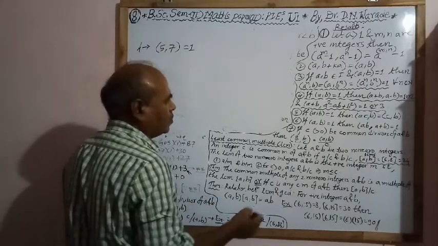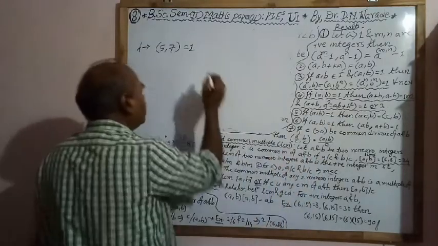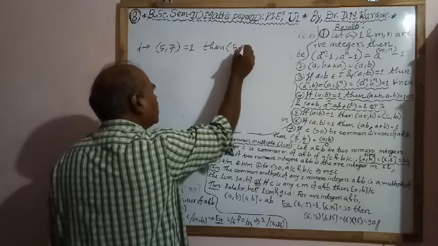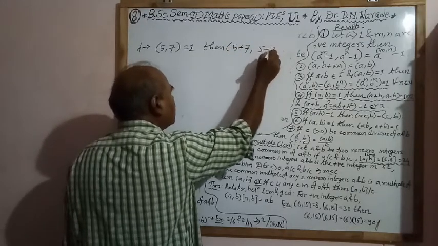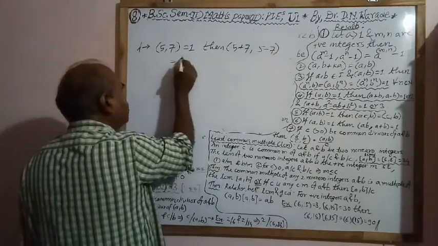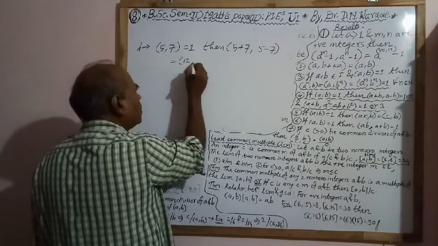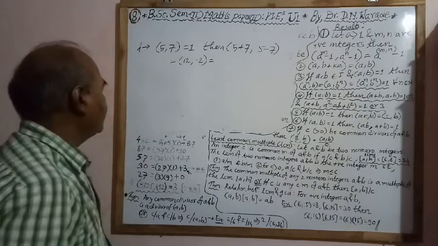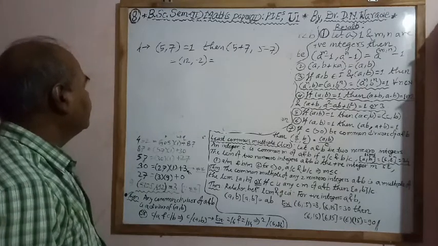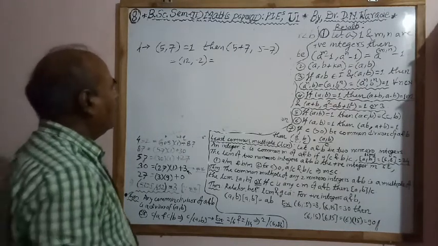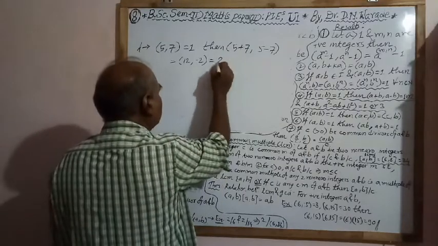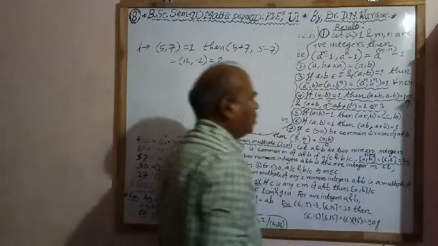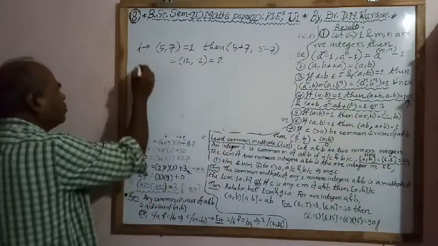Then we find the GCD of A plus B, A minus B, that is GCD of 12, 2, which is equal to 2. Therefore we have the result GCD is 1 or 2. Therefore the result is verified.